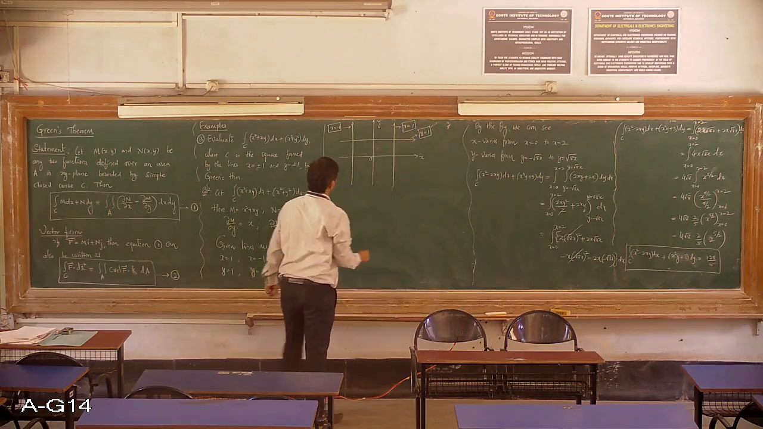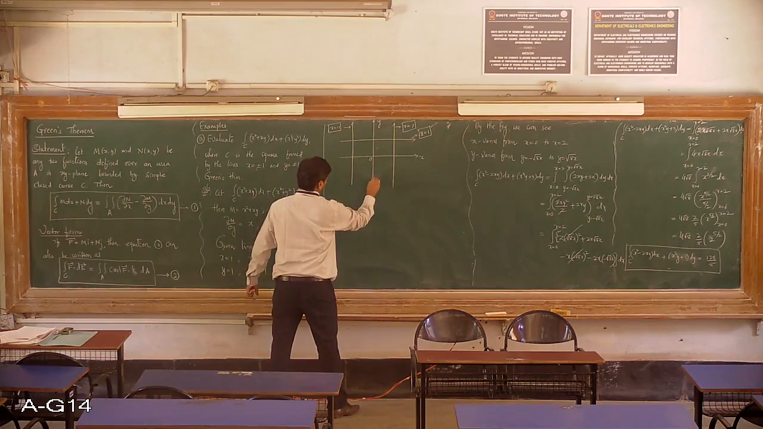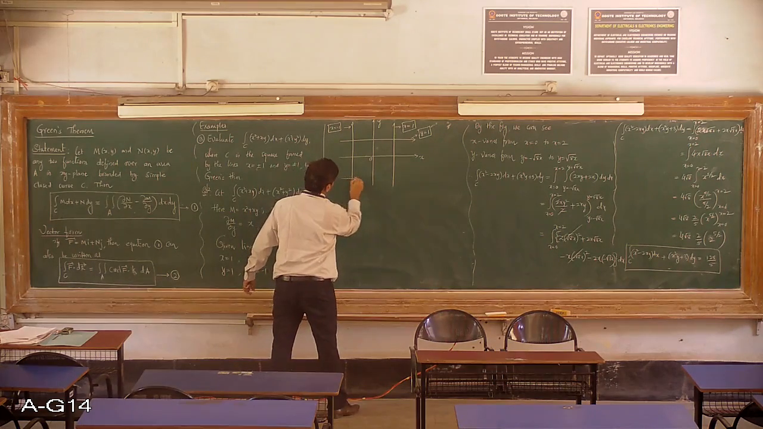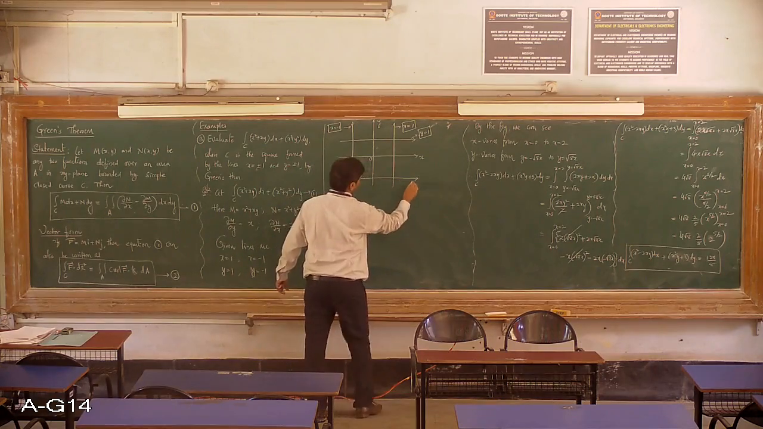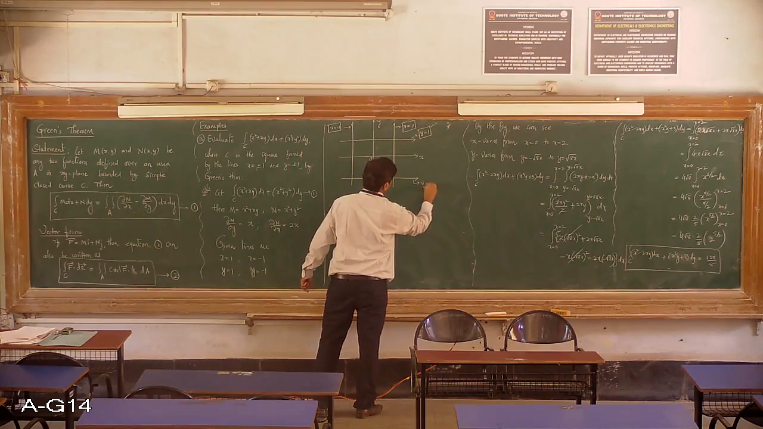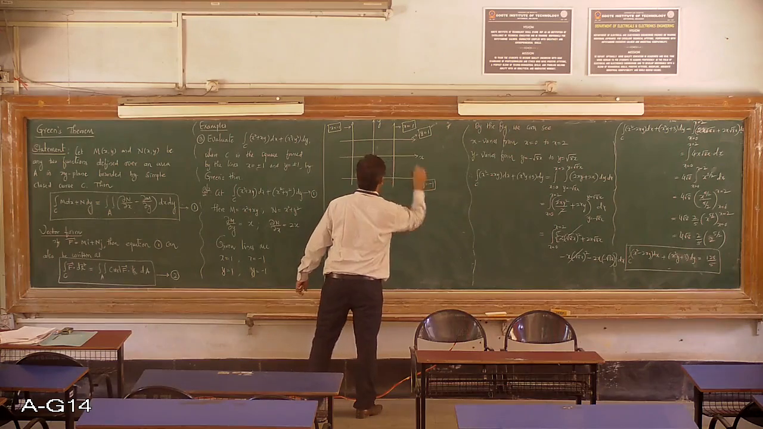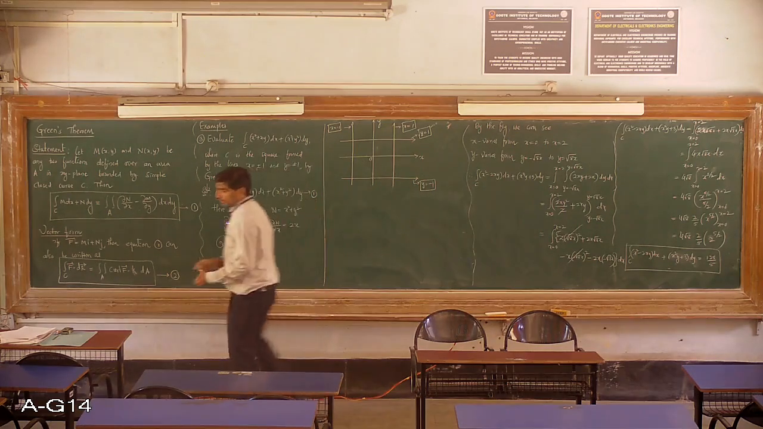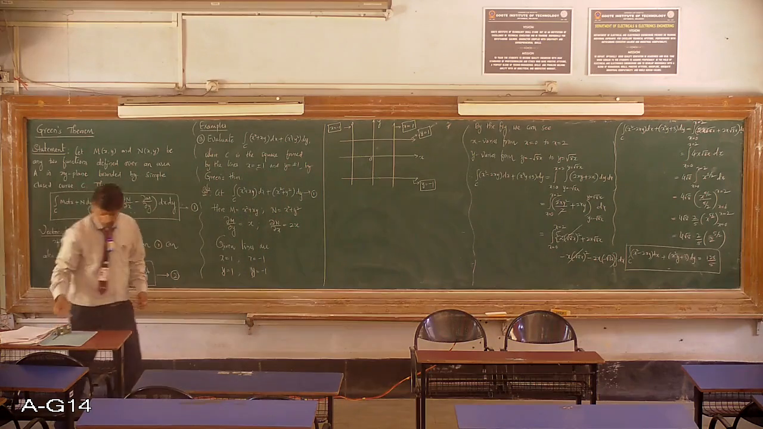Now y equals minus 1, again that is parallel to the x axis at y equals minus 1. Now, it has formed a square, okay, and it is here. We can see this.